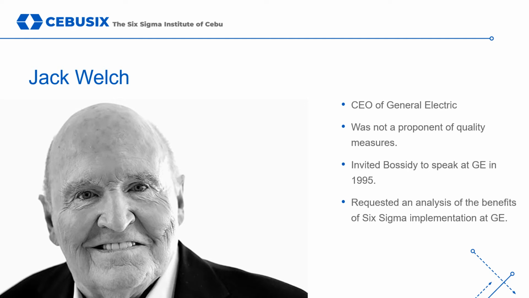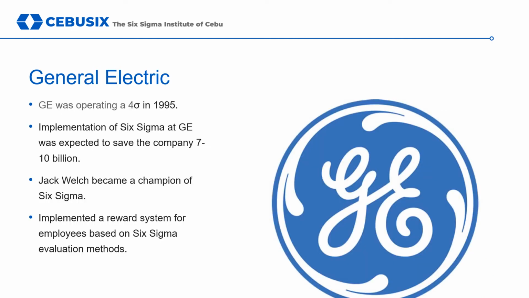Welch did not contribute to Six Sigma by introducing new tools or process controls. Rather, he demonstrated how a leader should approach Six Sigma. In doing so, he quickly became one of the loudest Six Sigma champions ever. In 1995, Bossidy, the CEO of Allied Signal, presented the findings of a Six Sigma analysis of General Electric to a corporate meeting, where he showed how the company at the time was only performing at a 3 to 4 Sigma level, and that the potential savings of improving to a Six Sigma level was between $7 and $10 billion.